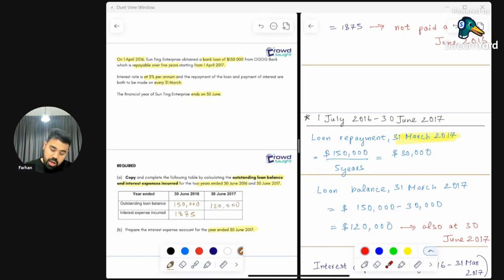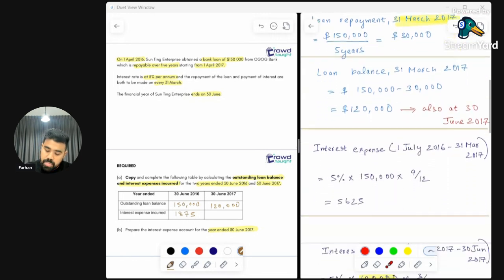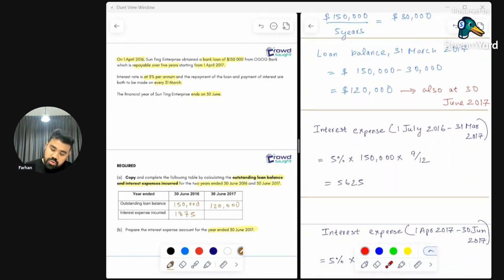All right, now let's look into the calculation for interest expense. All right, so we have to calculate this interest expense in multiple time frames. And the reason being the fact that, during this financial year starting 1 July 2016 and ending 30 June 2017, we had transactions along the way where we have made loan repayment. Okay, so let's look into what's happening.